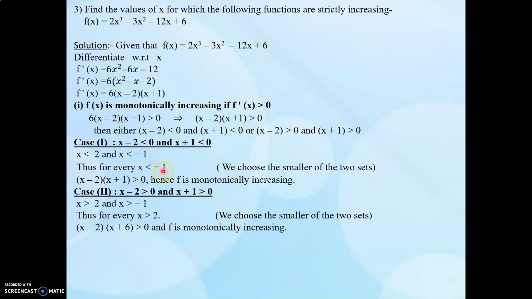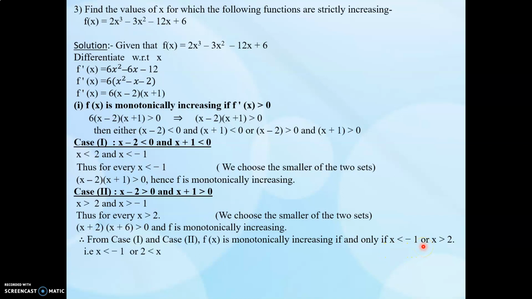So in the first case we are getting x less than -1, and in the second case x greater than 2. So f(x) is monotonically increasing or strictly increasing if and only if x is less than -1 or x is greater than 2. Combining these two, x belongs to the open interval (-∞, -1) or x belongs to the open interval (2, ∞). So f is monotonically increasing in these intervals. That is the set of values of x.